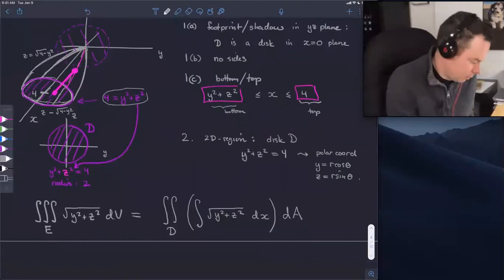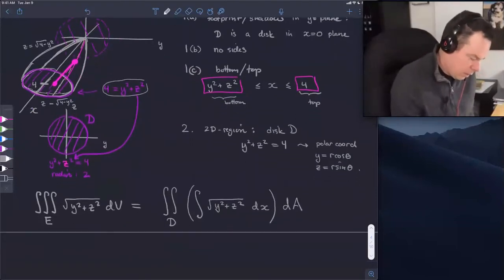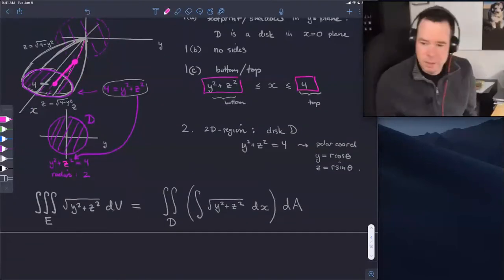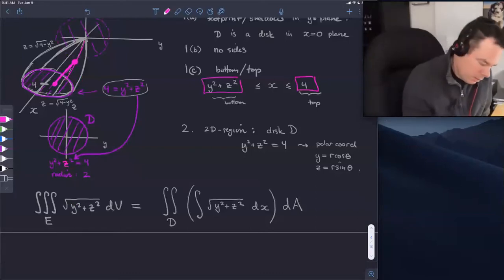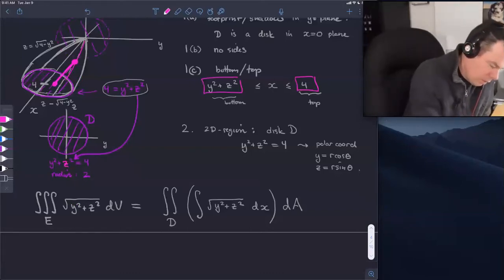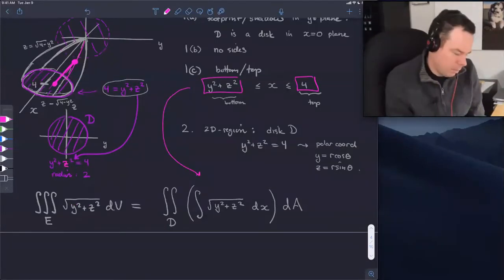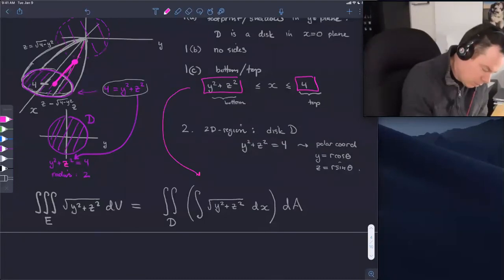Yeah, thanks for that question. So now we've got our integral partially set up. We're going to work out what the x limits of integration are, and those come from this question about bottom and top. So our x values are going to go from y squared plus z squared all the way up to 4.